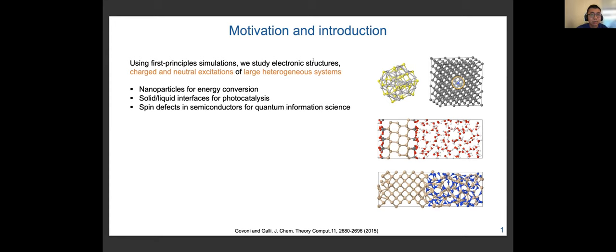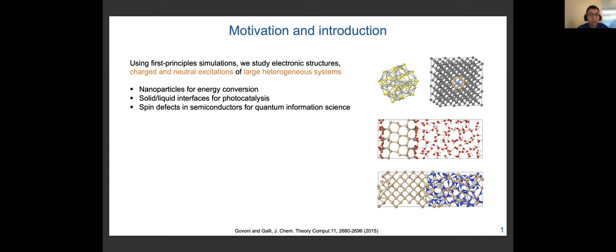structures for both ground state and excited state properties. And we are particularly interested in not only small molecules, but also very large and heterogeneous systems. This is motivated by our target applications, for example, nanoparticles for energy harvesting, solid-liquid interfaces for water splitting, and also spin defects in semiconductors for quantum technologies.